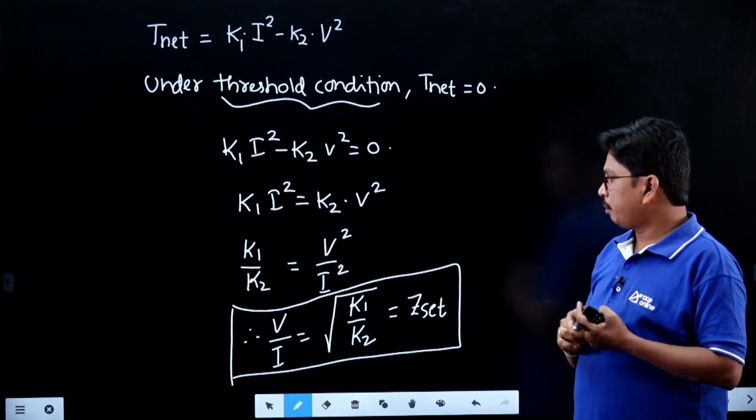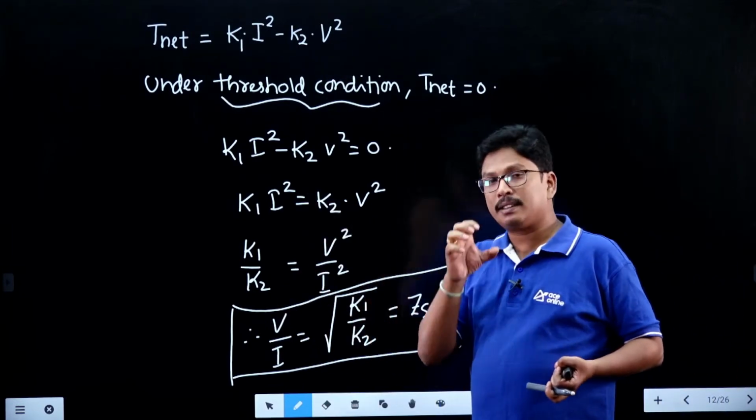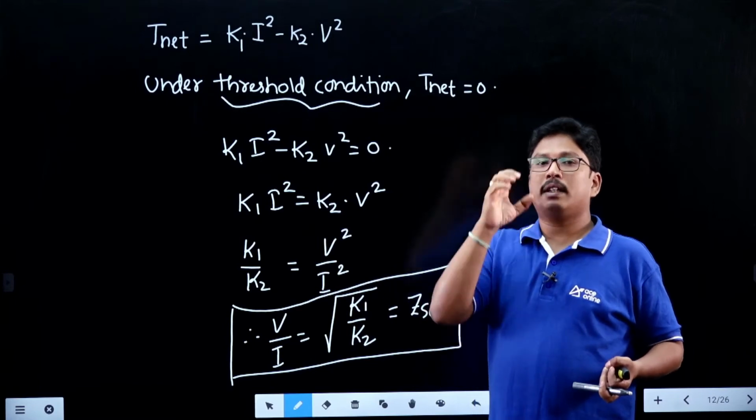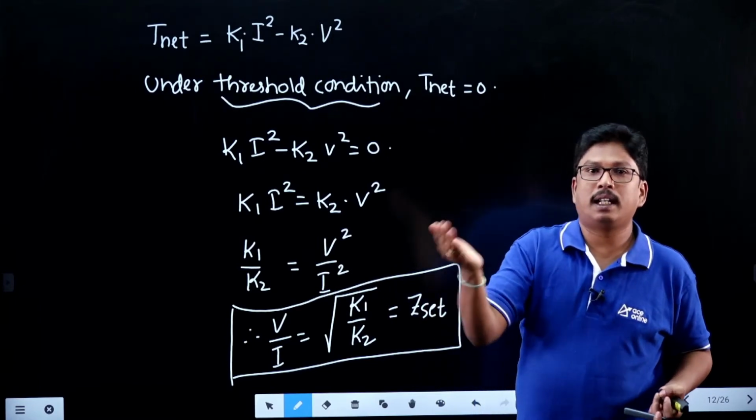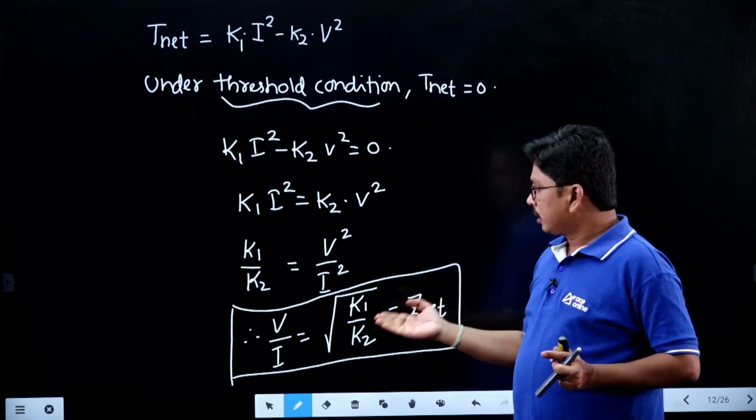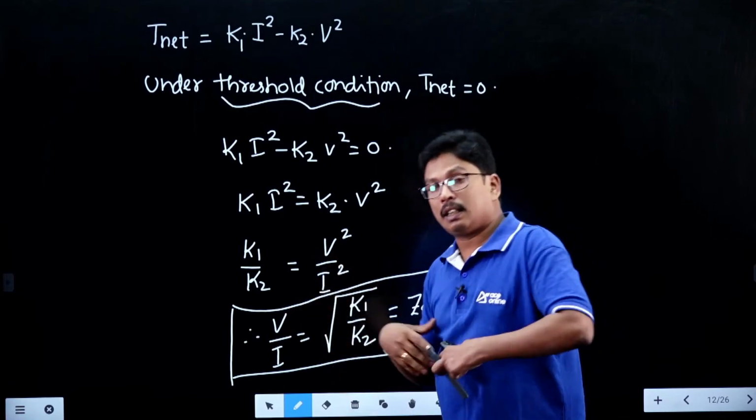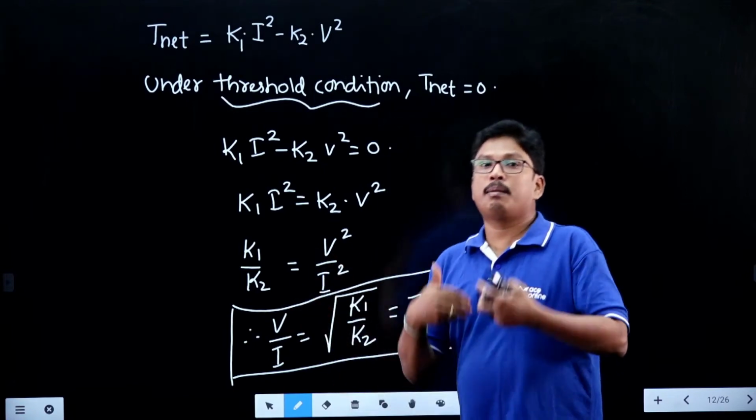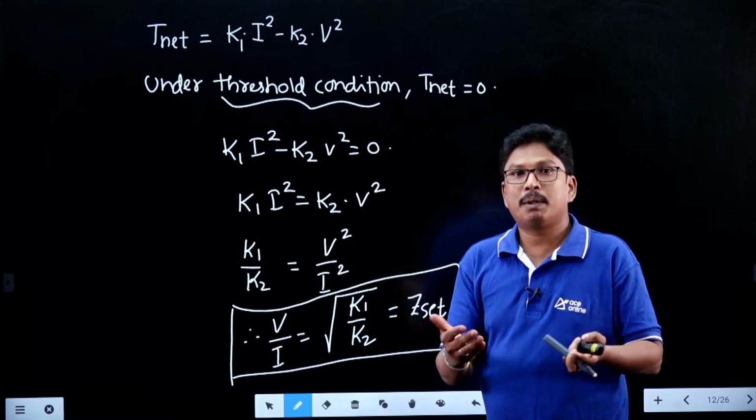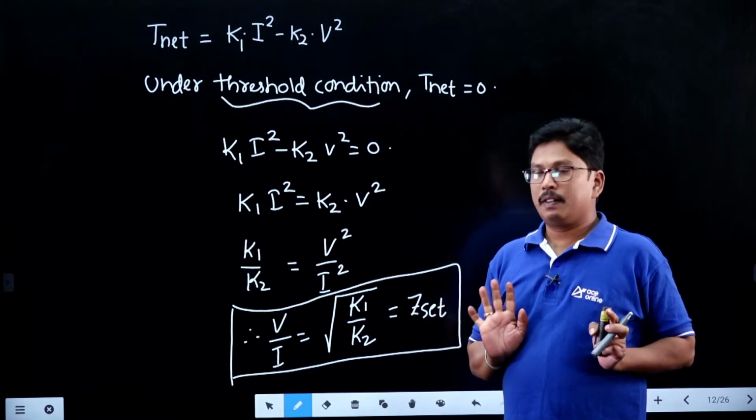Beyond that, whenever current increases, the impedance seen by the relay will be reducing. So whenever the relay looking impedance is less than the set impedance, the relay is going to operate. Whenever current is less than the rated current, the relay looking impedance will be more, so whenever the relay looking impedance is more than the set impedance, the relay will not operate.